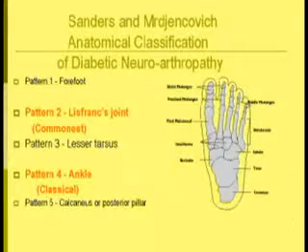Pattern 1 involves the forefoot, pattern 2 the Lisfranc joint or the base of the first metatarsal, pattern 3 the lesser tarsus, pattern 4 the classic neuroarthropathy which involves the ankle, and pattern 5 which is basically a deformity which involves posterior dislocation of the calcaneus and displacement of the posterior pillar. The most common, however, is pattern 2 or involvement of Lisfranc's joint.